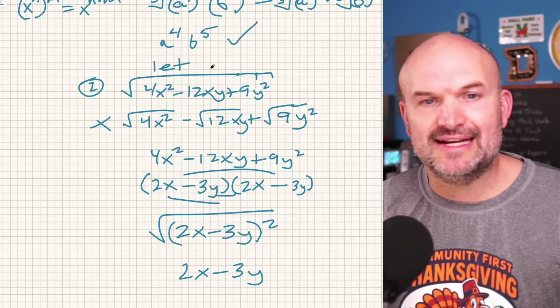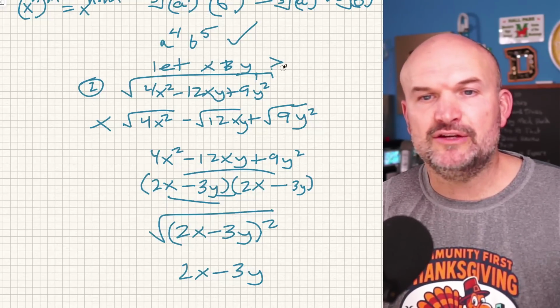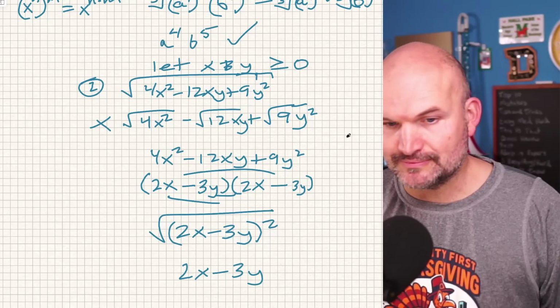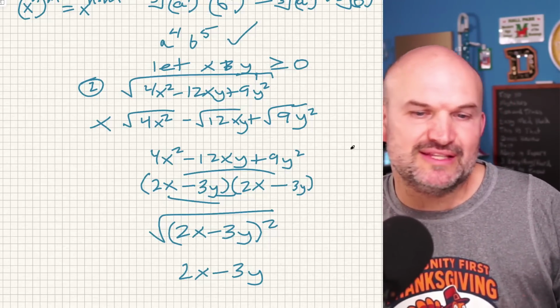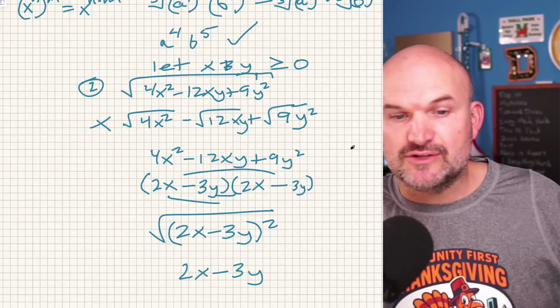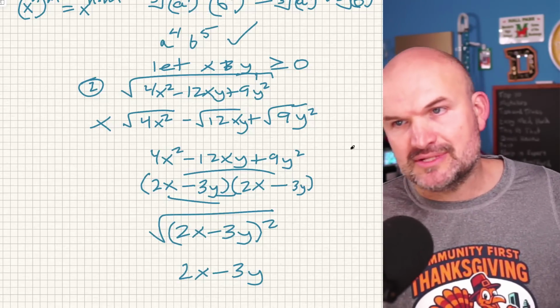Now I'm going to add in a caveat: let x and y be greater than or equal to 0. Okay, meaning that we want to put a caveat, because a lot of times when we're talking about this in algebra 2 or in algebra 1, we just say let everything be positive numbers.